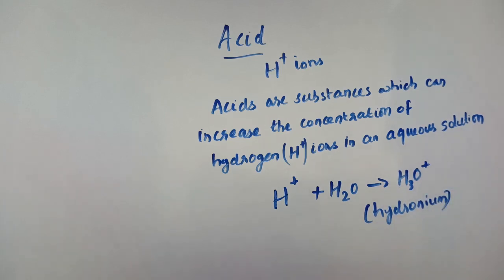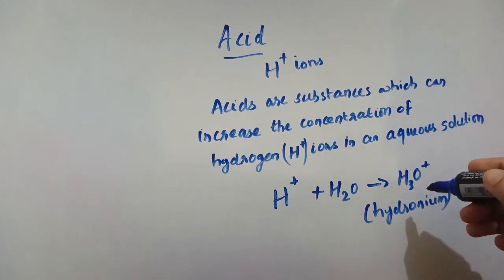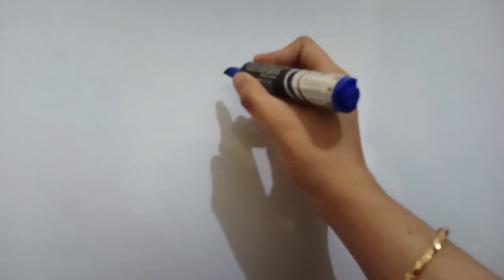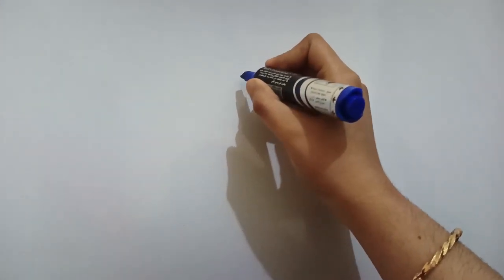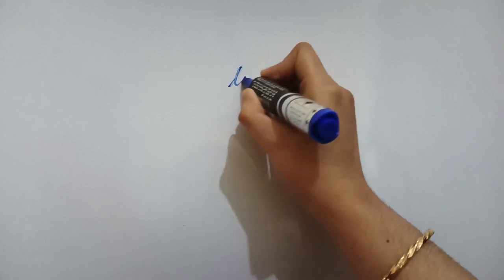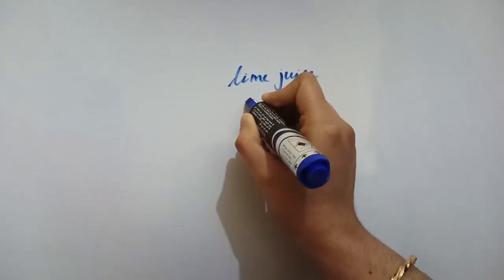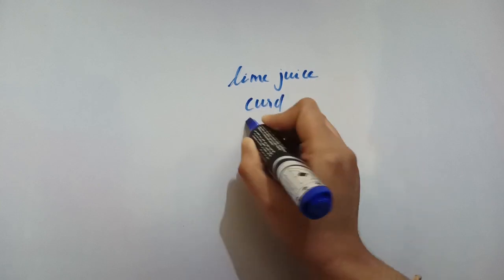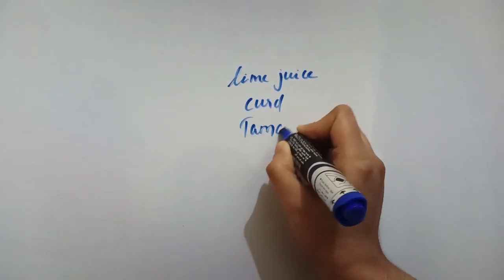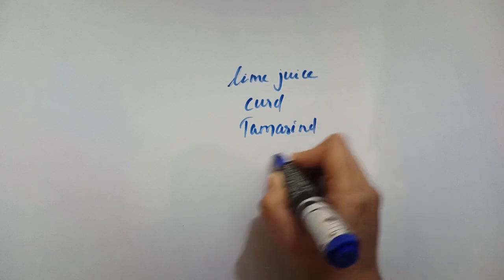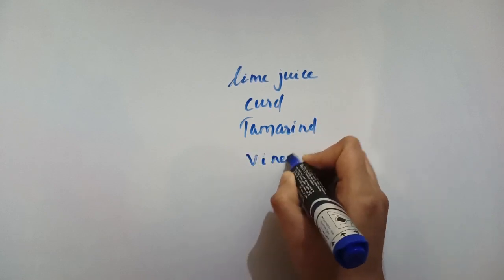That is, H+ combined with a water molecule, H2O, forms the hydronium ion, H3O+. In our daily life we use some low concentrated acids like lime juice, curd, tamarind, vinegar, etc.